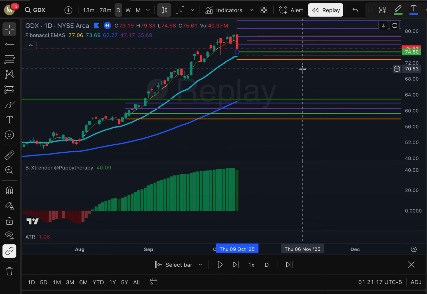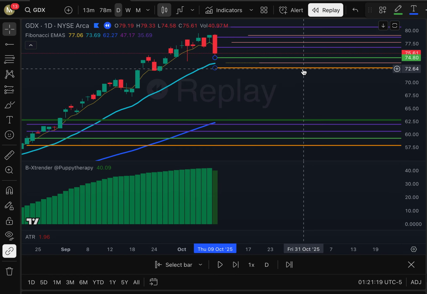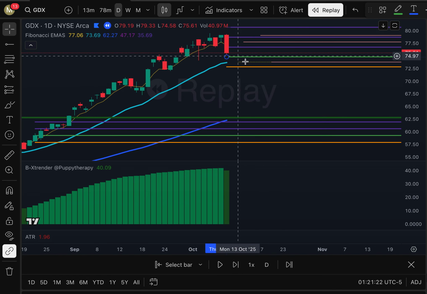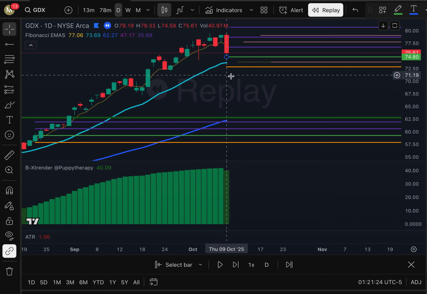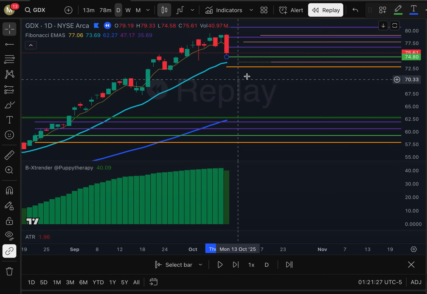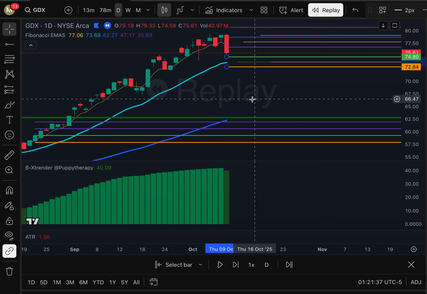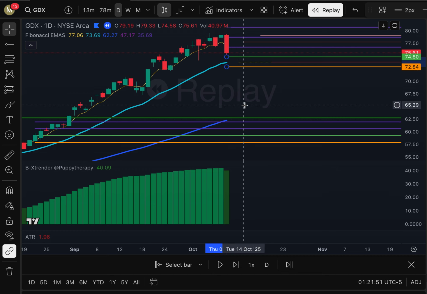So let's zoom in here to my entry. So this green horizontal ray, that's my entry at 74.80, and I set my stop loss at 72.84. So I have $1.96 of risk per share. And remember, I'm starting with an account of $1,030, and so I decided to buy 13 shares.